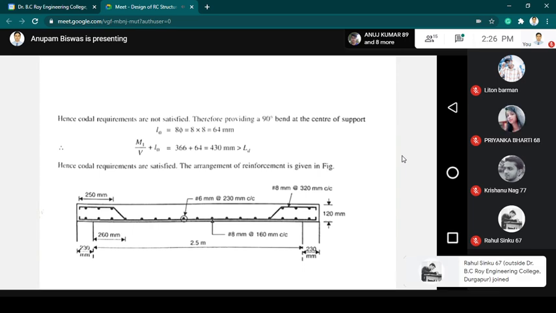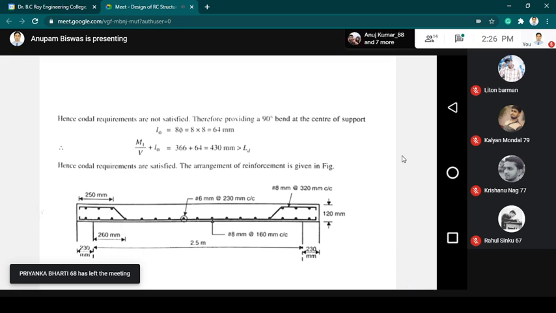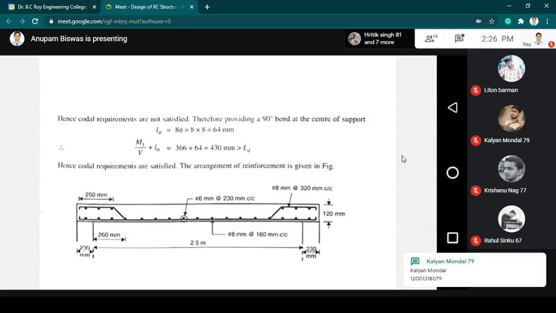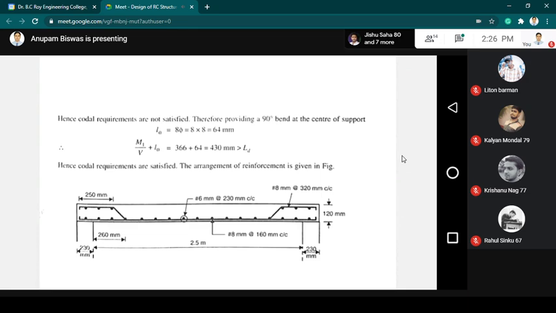Okay, you can practice a similar type of problem. So all of you try to solve a problem of similar type. You can try it using an imposed load of 5 kN per meter square and considering M25 grade concrete and Fe415 steel. Suppose the clear span is 3.5 meter. I am writing in the chat box, also try to solve this.